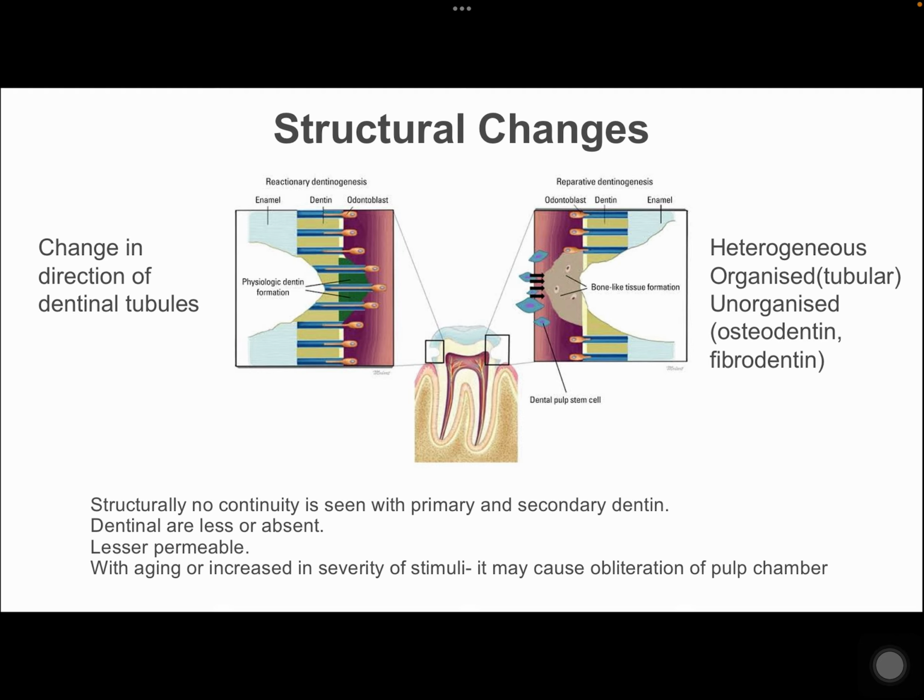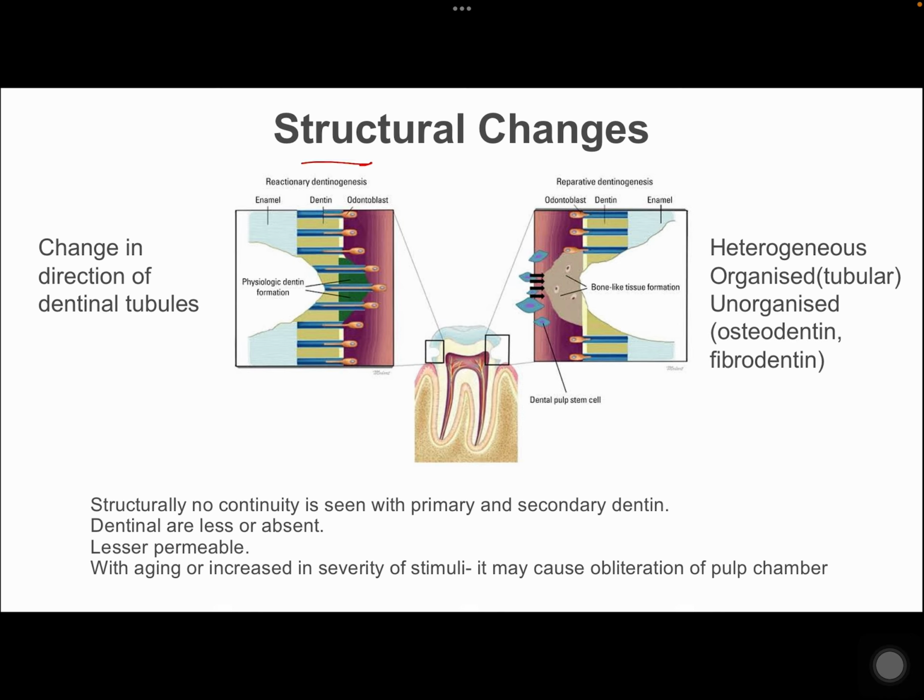Coming to the structural changes, there is no structural continuity seen between the tertiary dentin and the other types of dentin. Tertiary dentin is comparatively less permeable. Dentinal tubules may be fewer or they may be absent. With the process of aging or stimulation of the tooth structure, the pulp chamber may get obliterated due to the deposition of dentin within the pulp chamber.